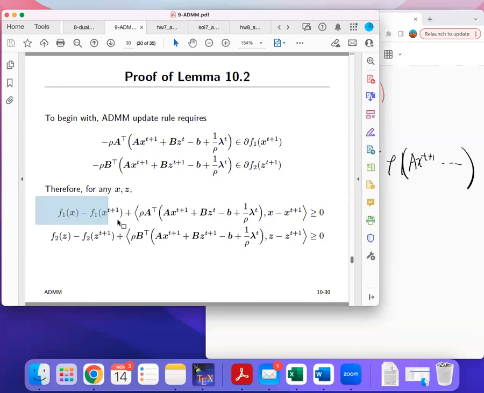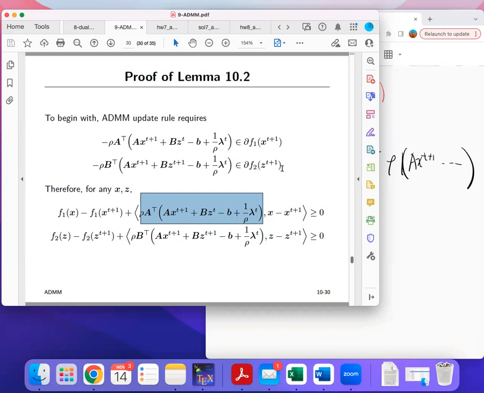Therefore, by convexity, F1(x) minus F1(xt plus 1) plus the subgradient of F1 at xt plus 1 multiplied by x minus xt plus 1 will be greater than or equal to 0. So this term is essentially the subdifferential of F1 at xt plus 1. Just plug it into the definition of convexity, and we will have this one.